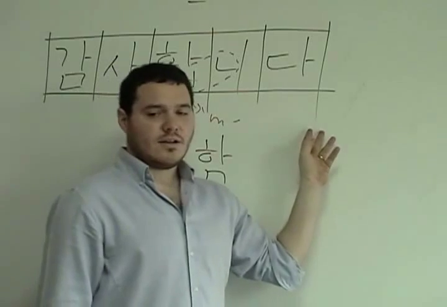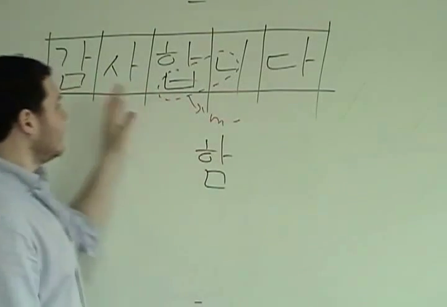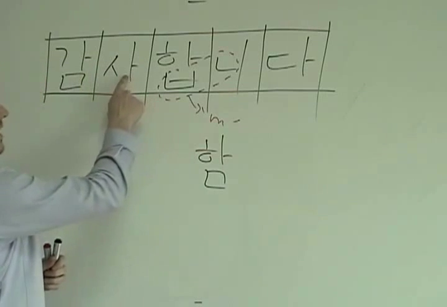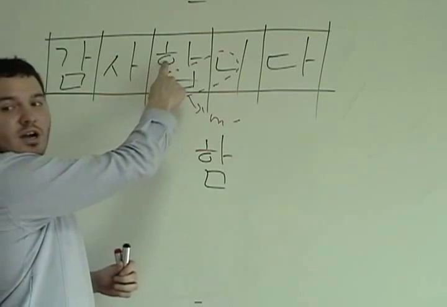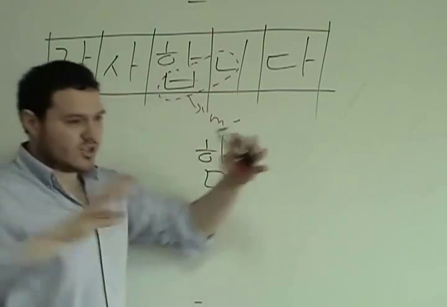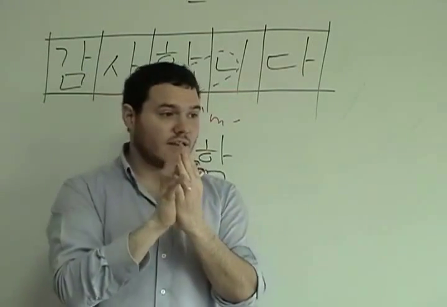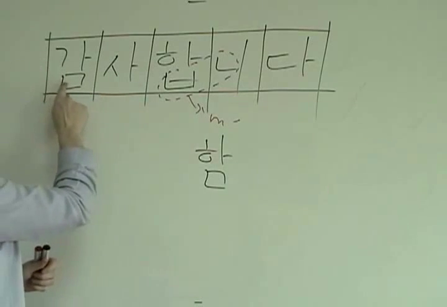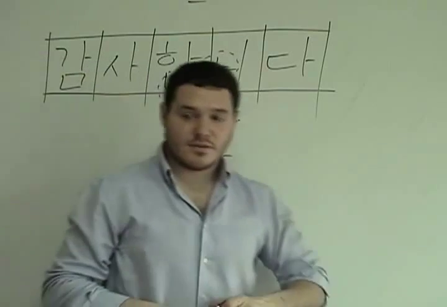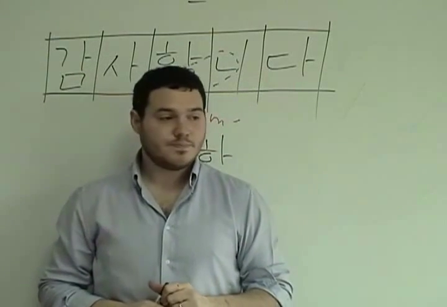Gamsahamnida. But again, it sounds like Gamsahamnida. So here we have an A, and this H is very soft. So essentially we have an A and an A, which just squished down to one A. So essentially what we have is Gamsahamnida. Alright, Gamsahamnida. Is that cool?